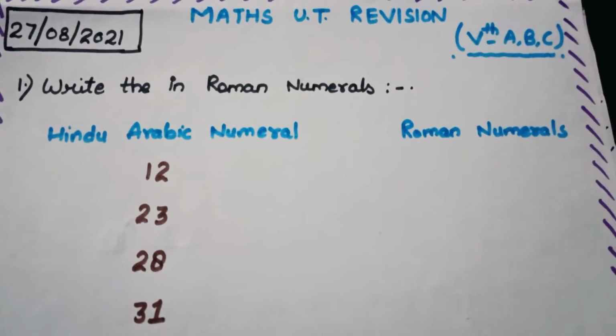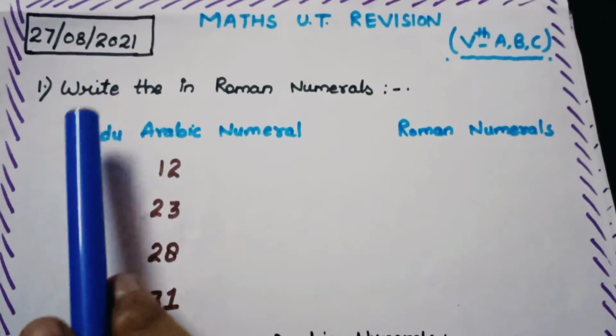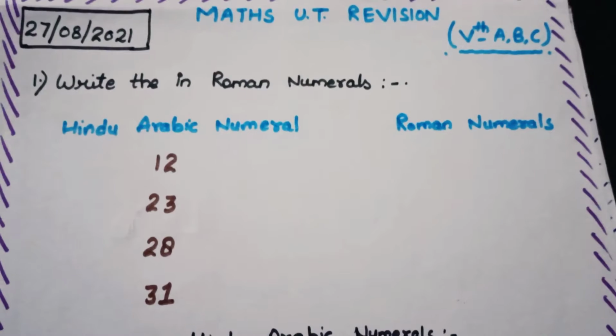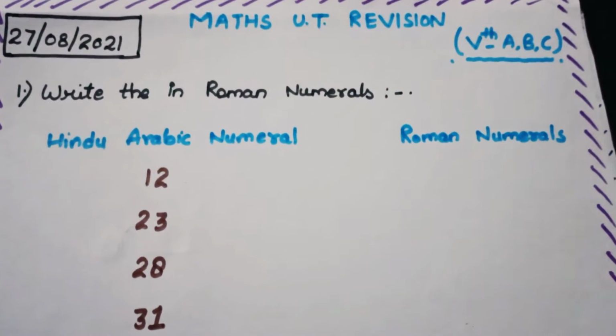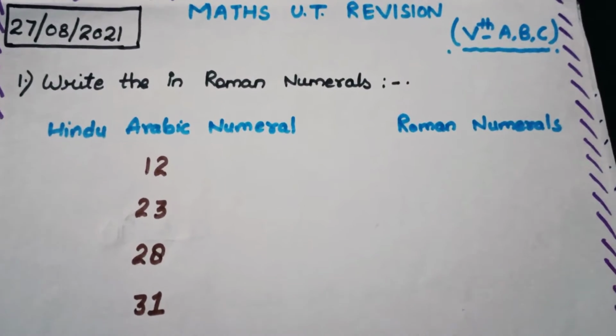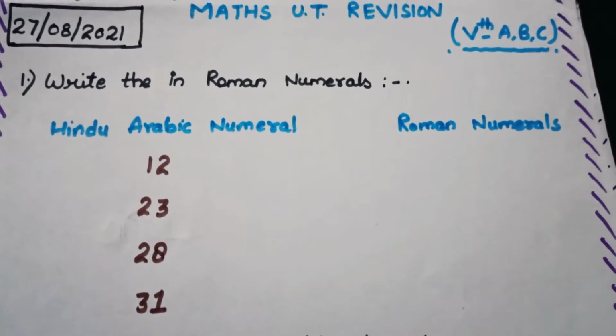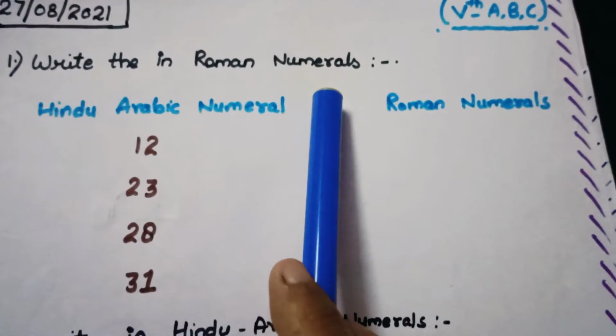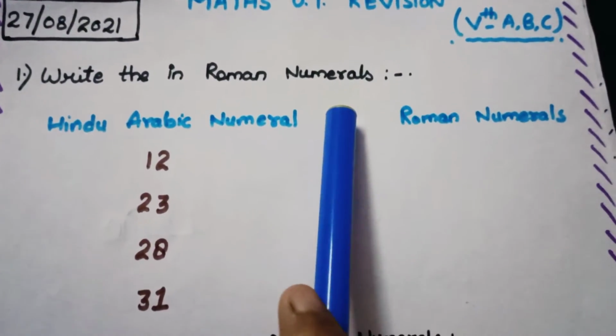Now, today we are going to revise our unit 2, that is our second unit test portion. I hope you all remember your second unit test syllabus is unit 2 and the name of the unit is Roman numerals. So let us revise it today.